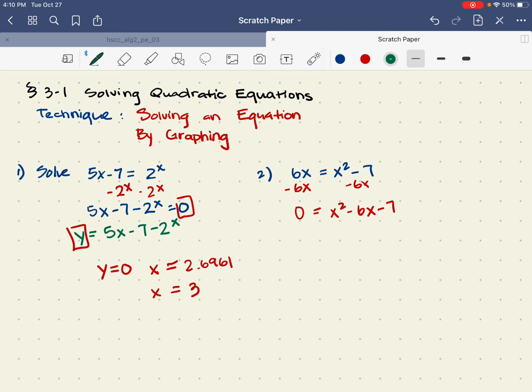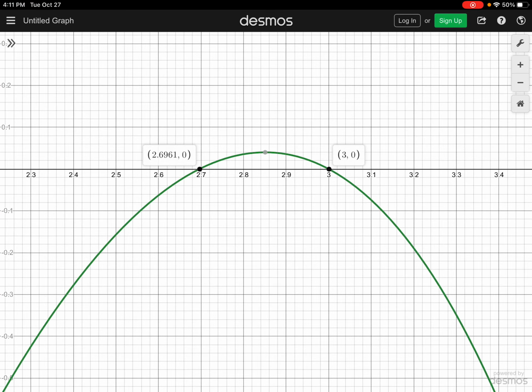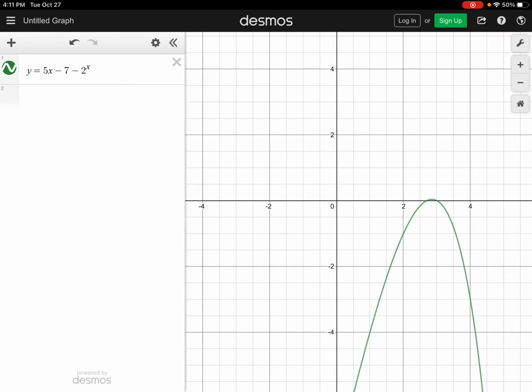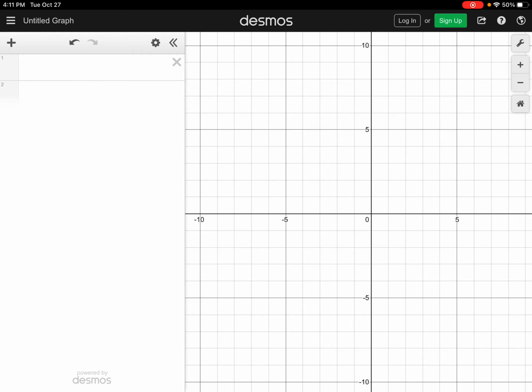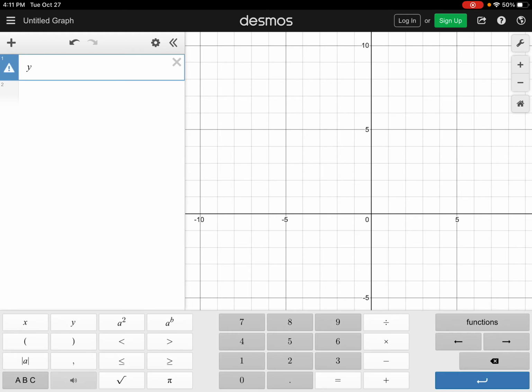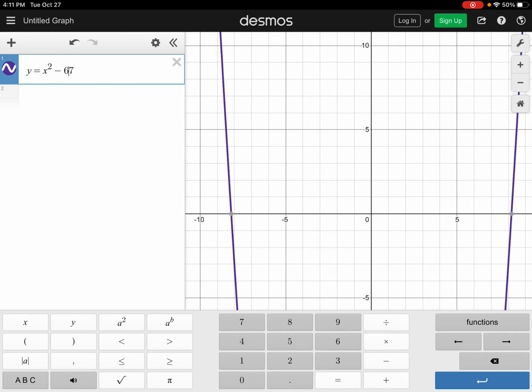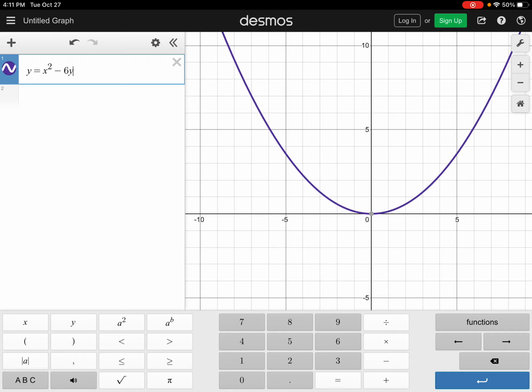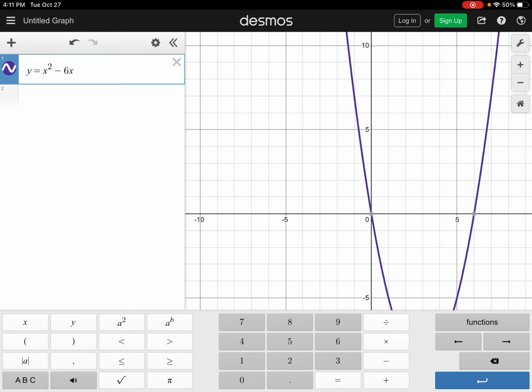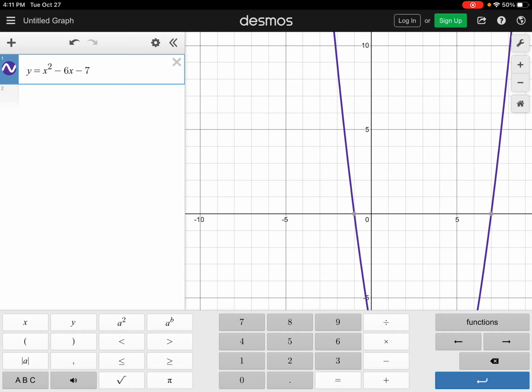Step 2, after you set it to 0, now you're just going to set it equal to y and graph it. So we're turning the 0 into a y, and we get y is equal to x squared minus 6x minus 7, and we're going to graph that guy. So we go back to Desmos. We're like, hey, Desmos, help us out. We need to graph this thing. Let's zoom this guy out just a bit, back to the 10 by 10. Let's get rid of that, and we're going to type it in. y is equal to x squared minus 6x, minus 7. All right, so step 2 is to graph it.